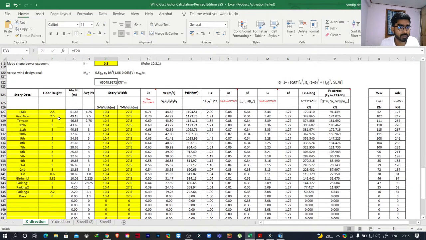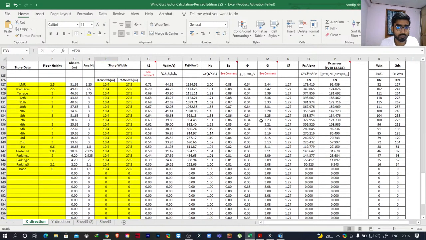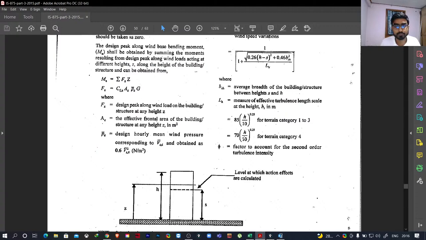Total height is already there, 51.65. But depending on the story heights and at what level you are finding out the BS value, here we have found out this variable value. Maybe the difference will be very small, but still you need to find it out for different stories.